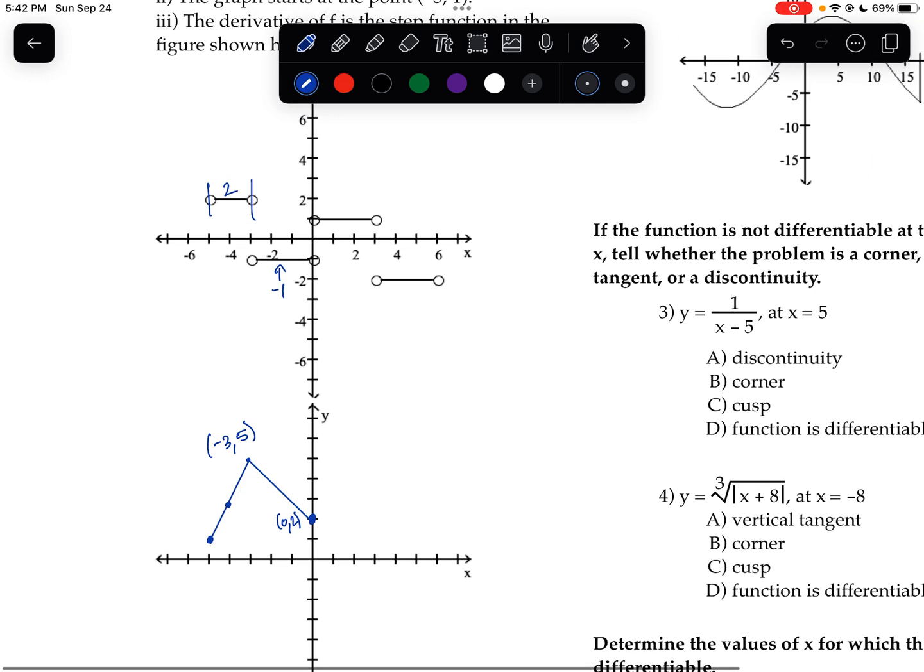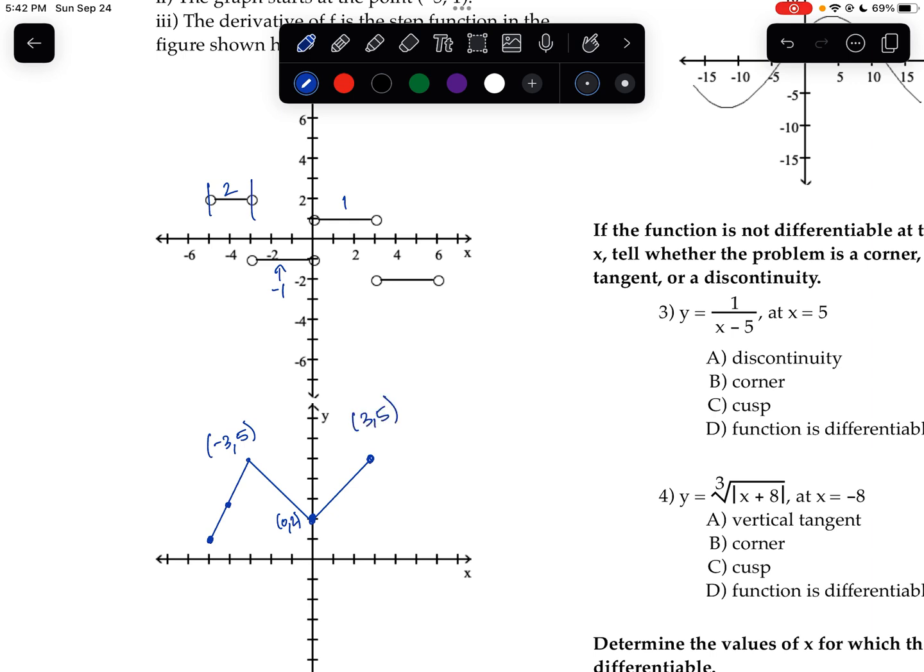Okay, the next part of our graph has to have a slope of +1, because that's what the derivative function is, and so that goes 3 steps again, so it's going to be over 3 and up 3, so that would be just right here, I believe. So about right there. Okay, that would make that the point (3, 5).